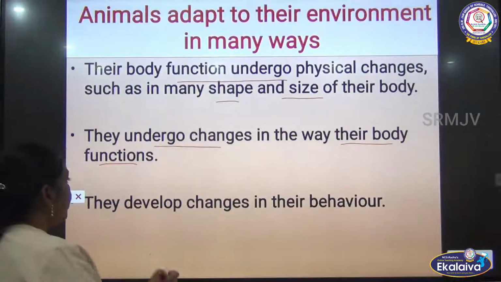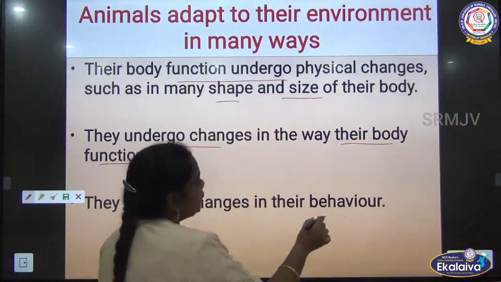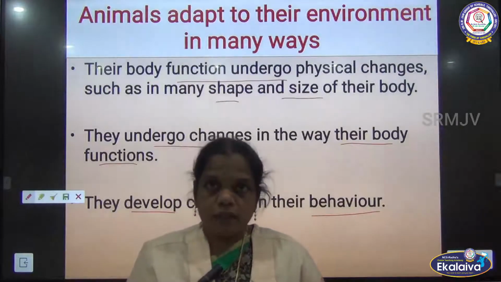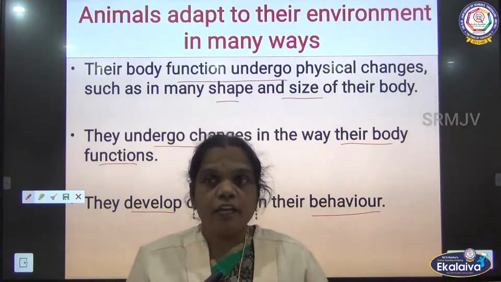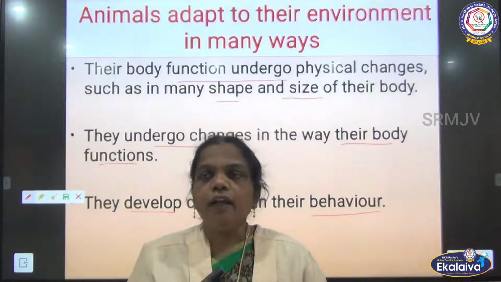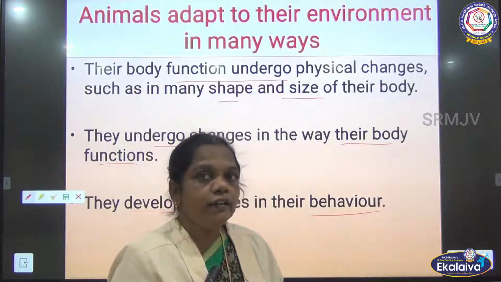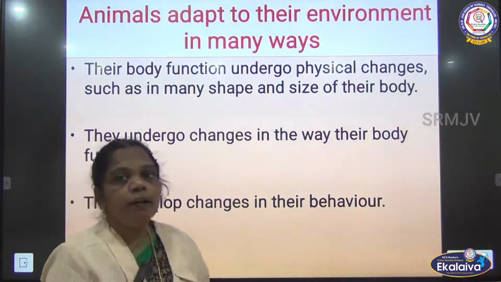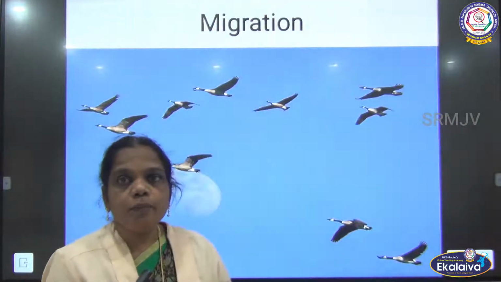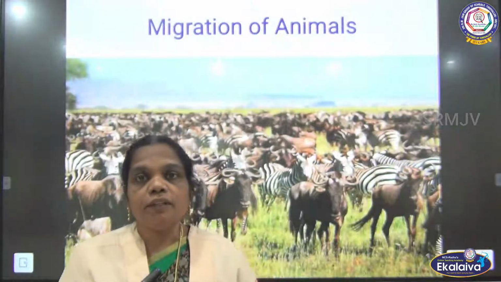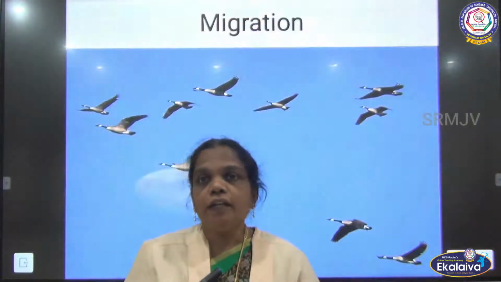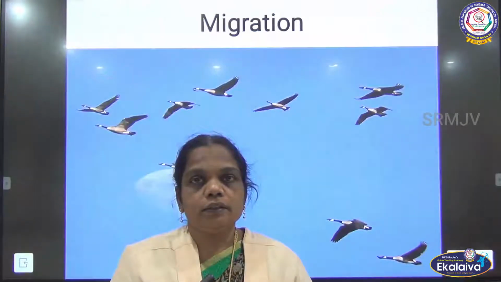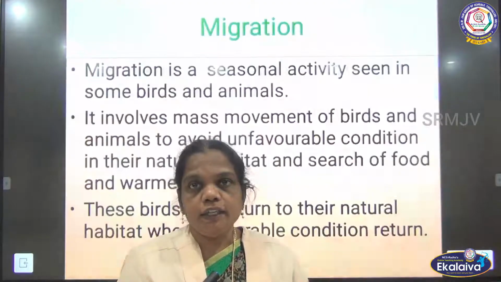Next, they develop changes in their behavior. The structural and behavioral changes are the main thing for adaptation. So animals can change their behavior. One of the things in adaptation is migration. You know that birds and animals can migrate in a group from one place to another. Understand? So one of the things is migration.